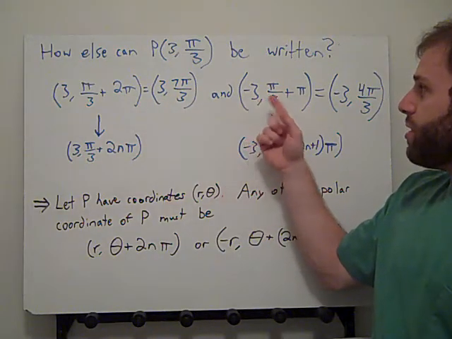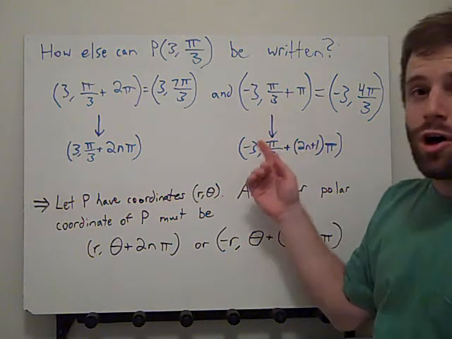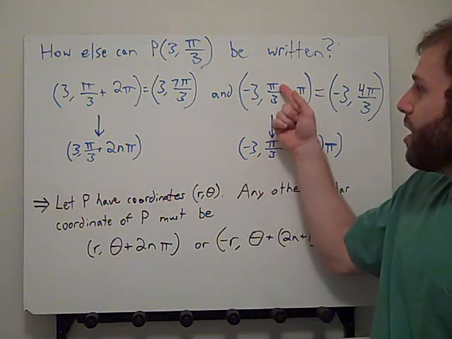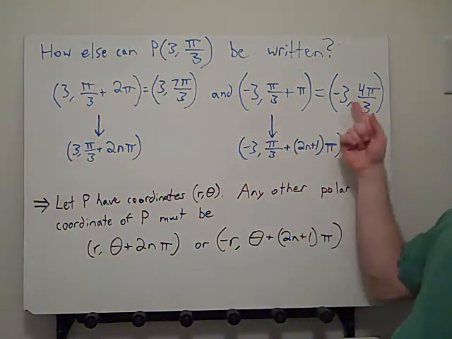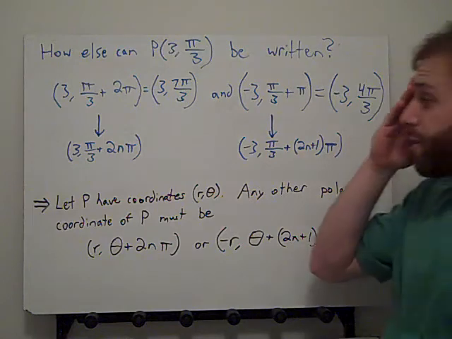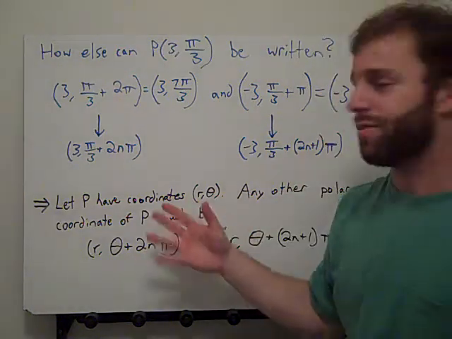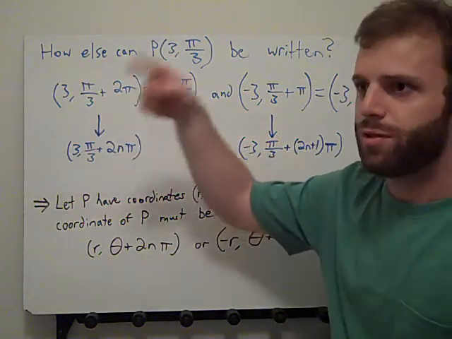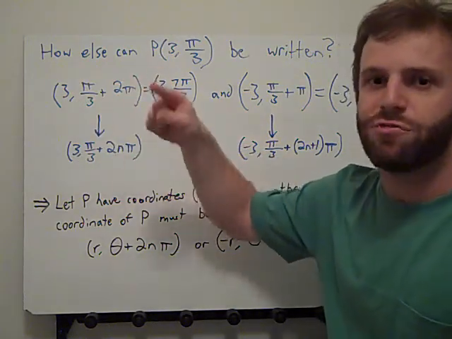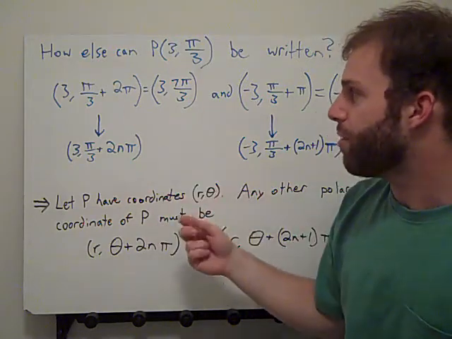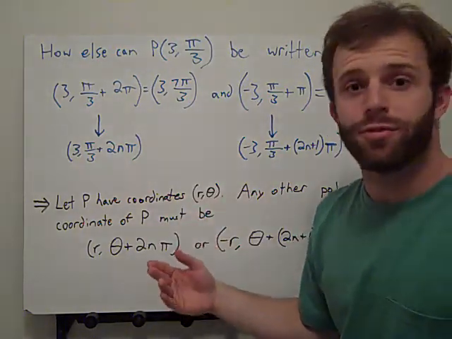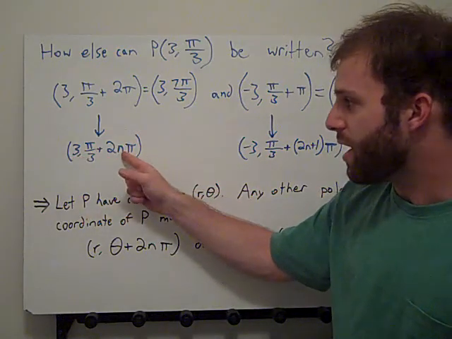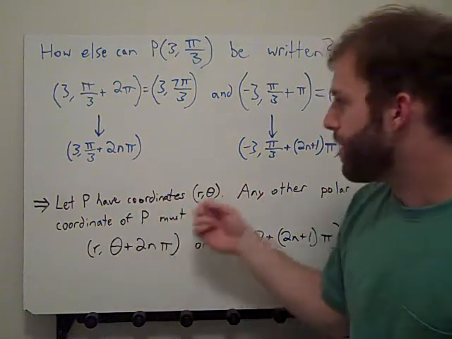Also, if we were to use negative 3, if we have r less than 0, remember to add pi, so pi over 3 plus pi, which is going to give us negative 3 and 4 pi over 3. Now, to generalize this, we have pi over 3 plus 2 pi. We can just do that as many times as we want. We can keep adding 2 pi and it'll be the same point every time. So really we're going to be adding even multiples of pi, and that's where we come to this. We have 3 and pi over 3 plus 2n pi, where n is just any integer.